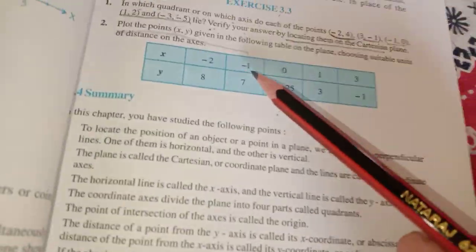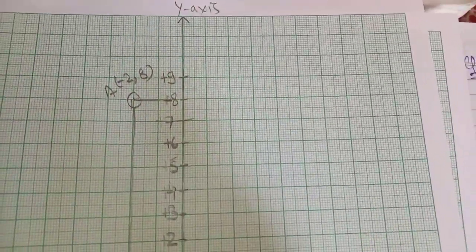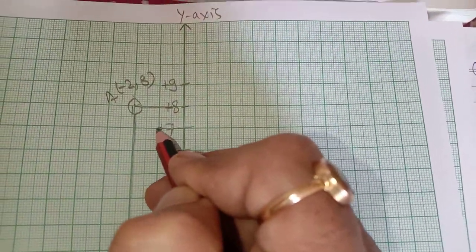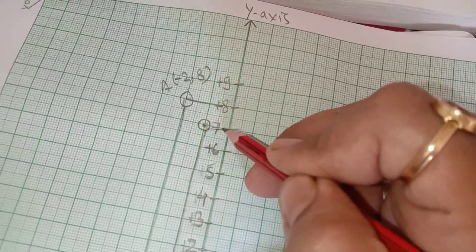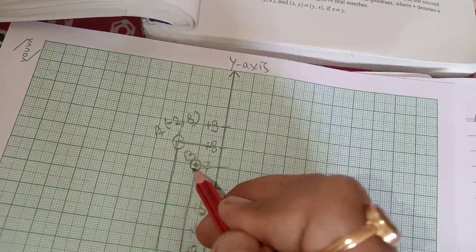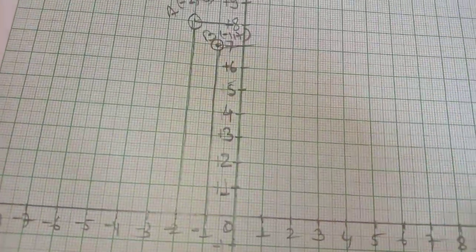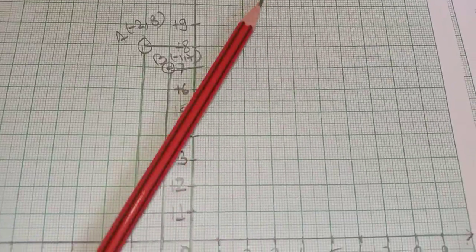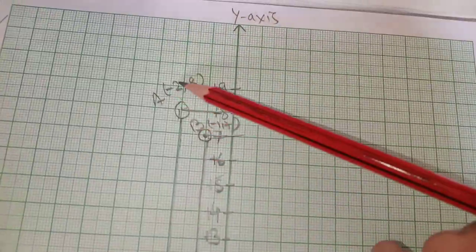Then the next one is -1, 7. So once again it is -1 and you can see 7 here. This is the second point. Give it B. B is -1, 7. You can write it like this, just to indicate. Clear? So we got the two points: first one -2, 8, and then -1, 7.